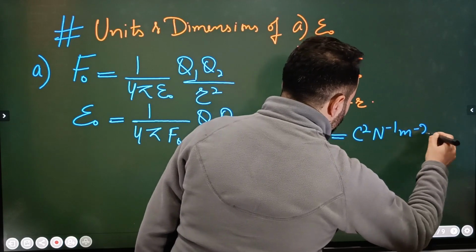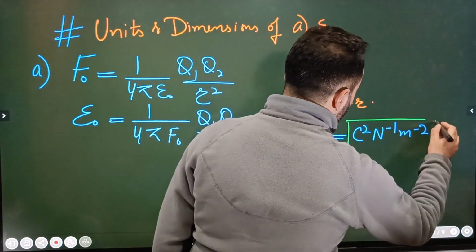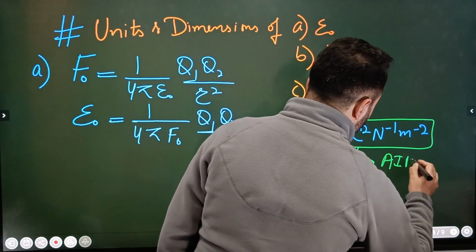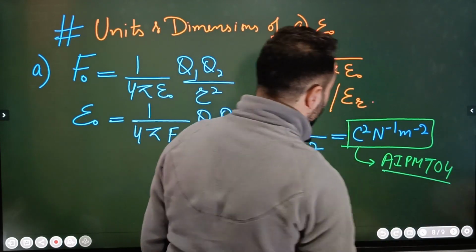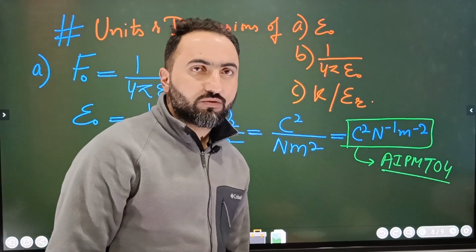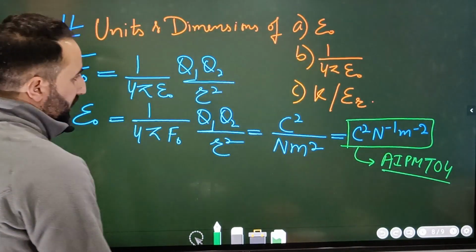ठीक है बेटा? आपके AIPMT में बेटा ये क्वेश्चन आया है बेटा. This question has been directly asked in AIPMT 2004. ठीक है बेटा? This question directly asked what is the SI unit of epsilon naught? So simply Coulomb square per Newton per meter square. ठीक है बेटा? We are done with the SI unit of epsilon naught. ठीक है बेटा?